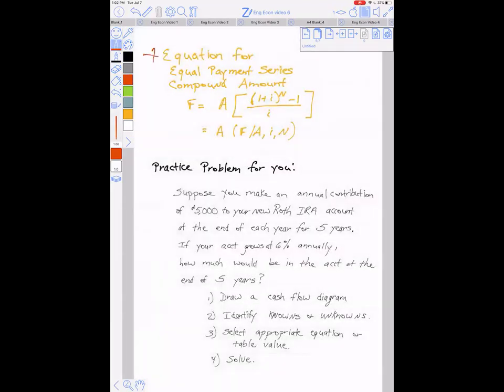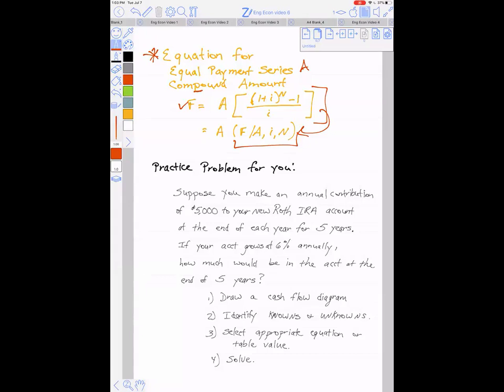Just to show you again, if you prefer the equation or want to make a cheat sheet, a note sheet of the equations for these things, here's the equation for find F, equal payment series, meaning an annuity, compound amount. That's what we just found. Find F given A. There's the big formula, and that has been summarized in the interest tables for you in the find F given A column. Equal payment series, compound amount. That's what we just did.